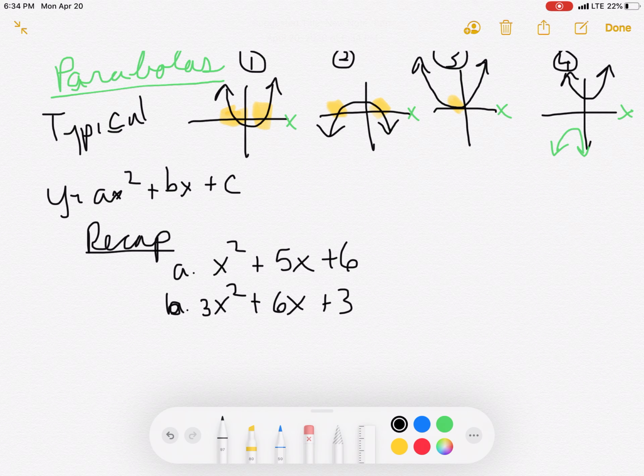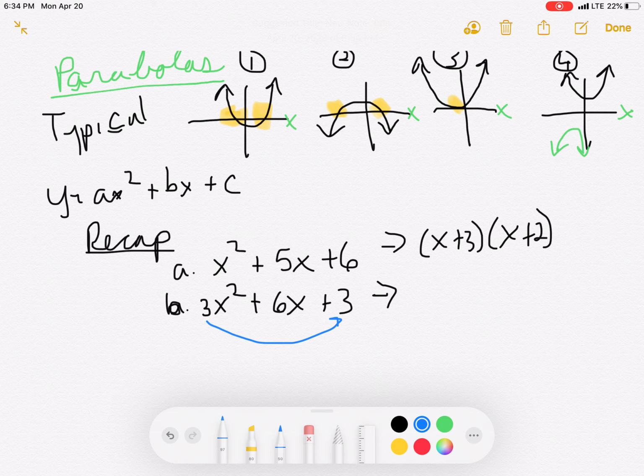And so A ends up turning into x plus 3 times x plus 2. And this one, after we do all of our work, we'd have to move this on over and factor it, and then divide by the 3 again. You would get factors of 3x plus 1 and x plus 3. You can practice those if you would like to get your brain sharp.